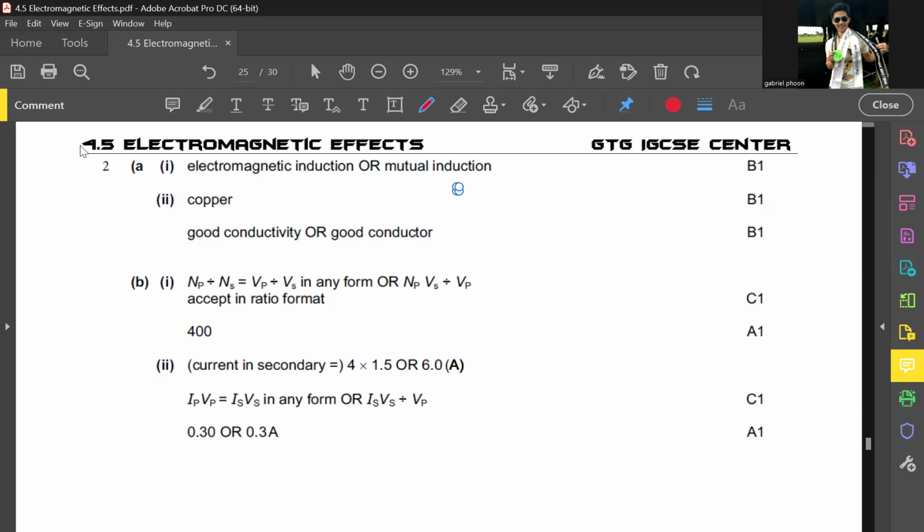Try to attempt it, write something down so I can see whether you're close to it or not. But I want to give you a hint: there are 4 lamps here, 4 lamps which each cost you 1.5 amperes. Try to attempt it. You'll see your answer next week.